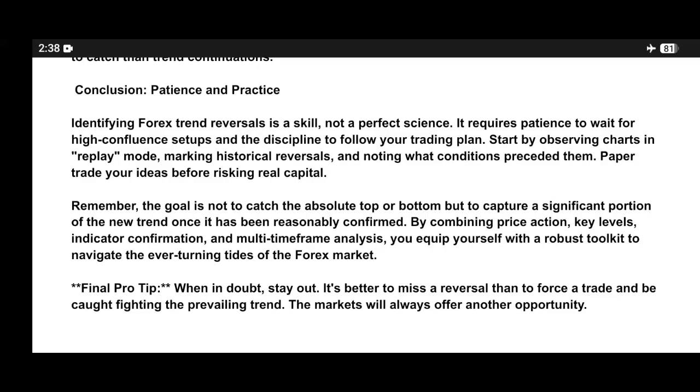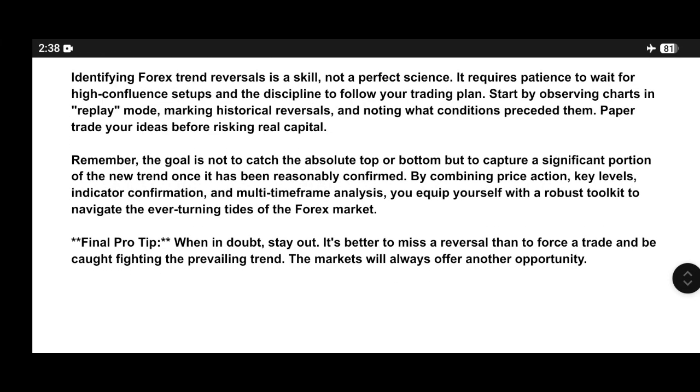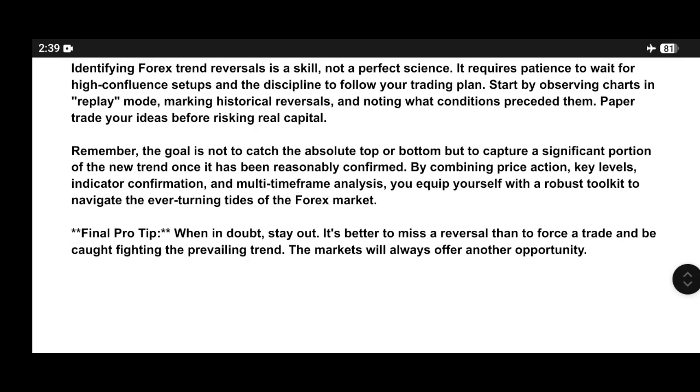So my final pro tip is this: when in doubt, stay out. It is better to miss a reversal than to force a trade and be caught fighting the prevailing trend. The market will always offer another opportunity. That's the true secret of all this. The market will always offer you another opportunity whenever you're in trading. So make sure to always know when to stay out of the market.